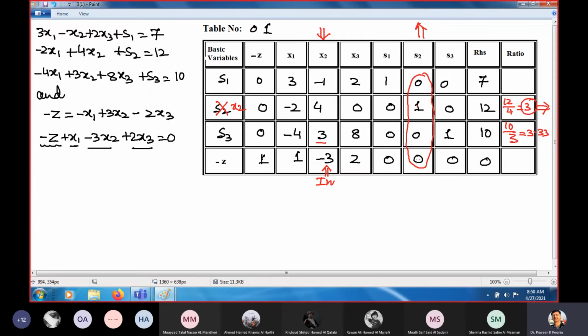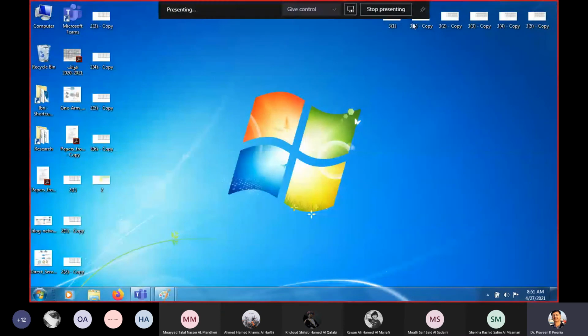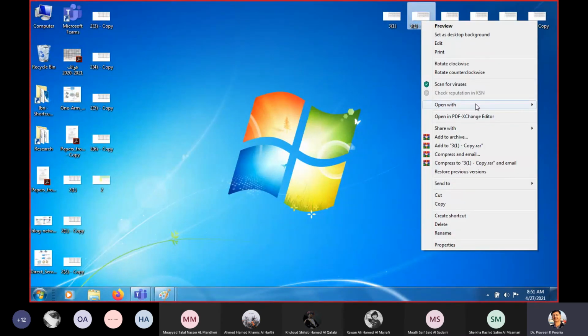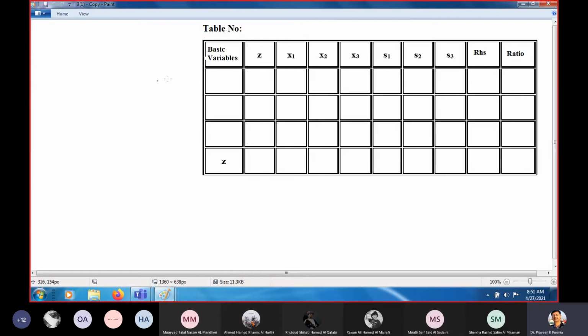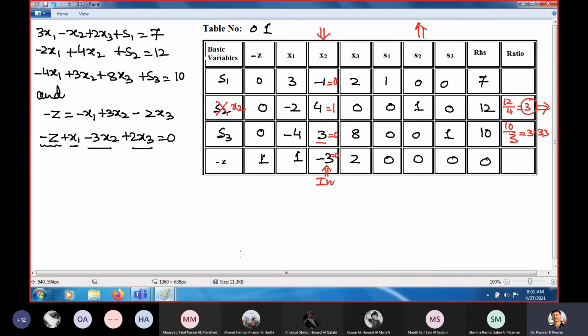Because S2 is out, this you need to remember: 0, 1, 0, 0. 0, 1, 0, 0 means you need to change this into 0, this into 1, this into 0, and this into 0. This is the next table format. What is the next table format? S1, X2, S3.